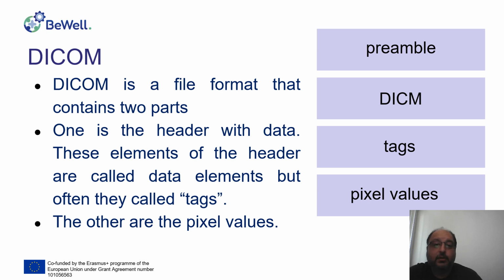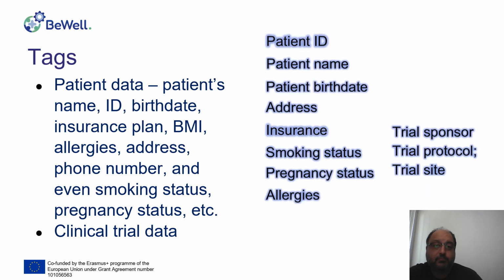So the first important part is the part with the data elements or tags, and the second part is the part with the pixel values, actually the part that contains the image. These data elements, called tags as they are known, may contain some patient data, for example, the patient ID, the patient's name, the patient birth date, the address, the insurance plan, the smoking status, the pregnancy status, even the allergies, the religious preferences, and so on.